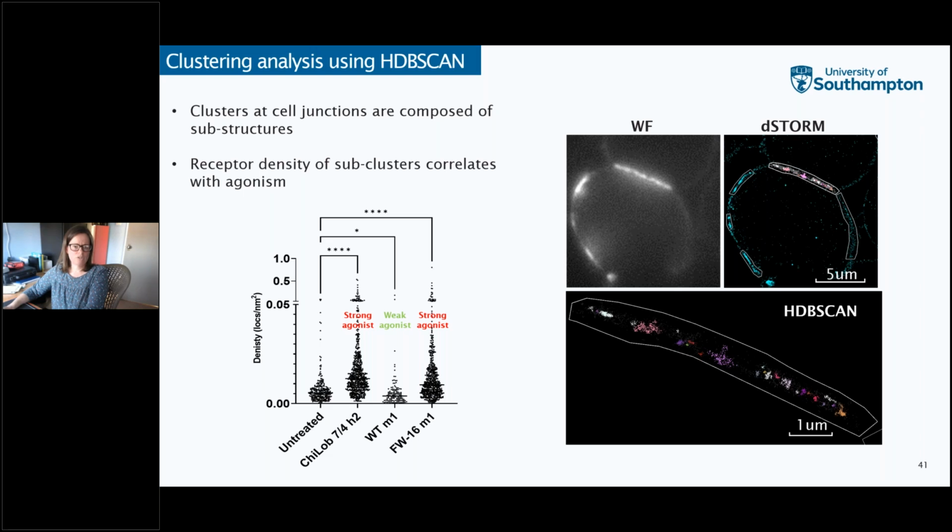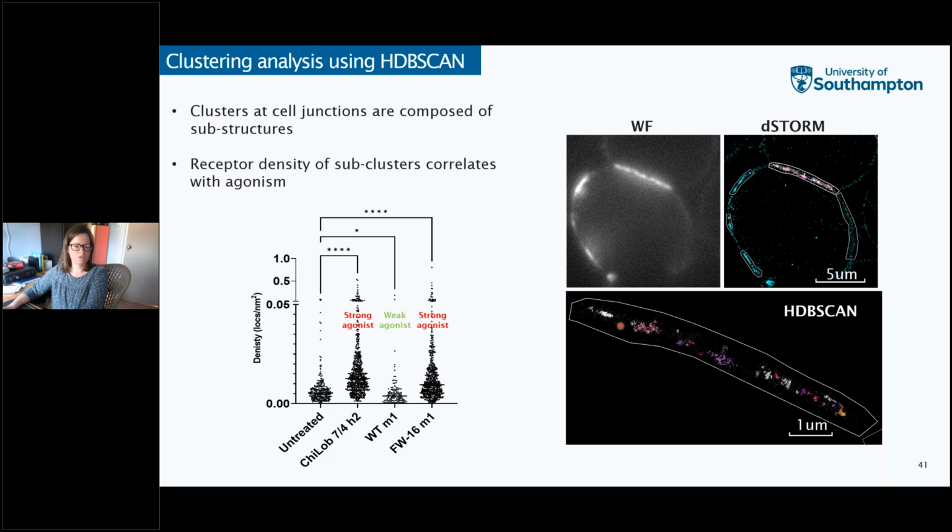So we carried out some clustering analysis using HDBSCAN, and this was done on the CODI platform. So we wanted to investigate the substructural makeup of these cell-to-cell clusters. So here we can see a wide field image. This is then the STORM data, and this is just a zoomed in area here of the cell-to-cell junction. And we can see that these cell-to-cell clusters are in fact made up of subclusters.